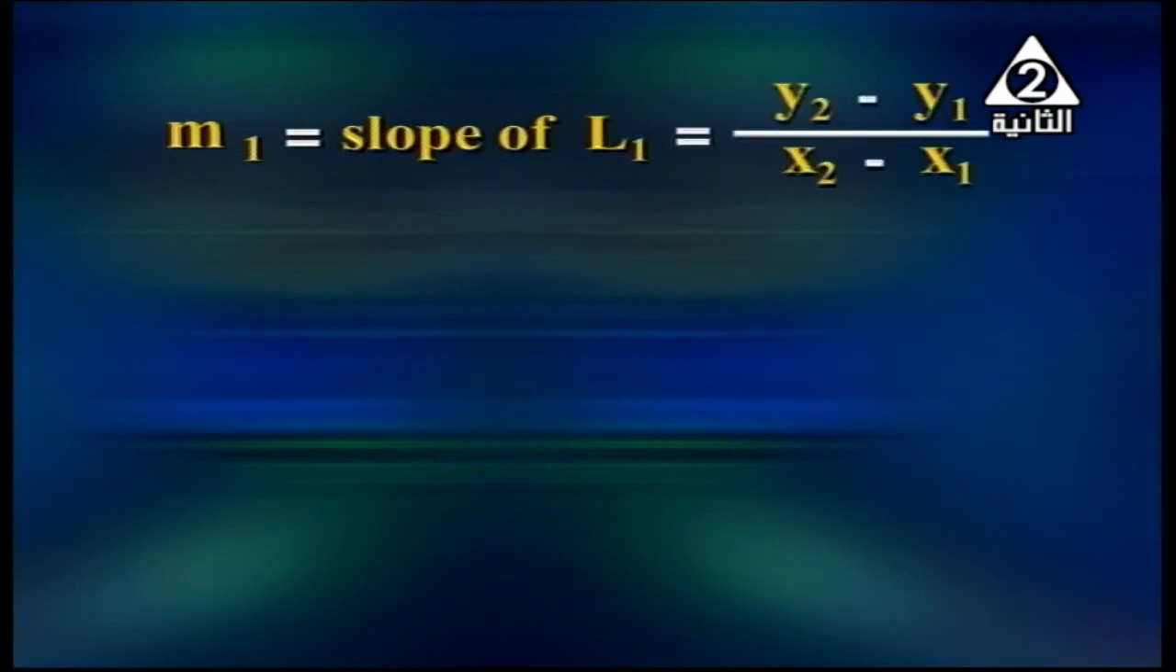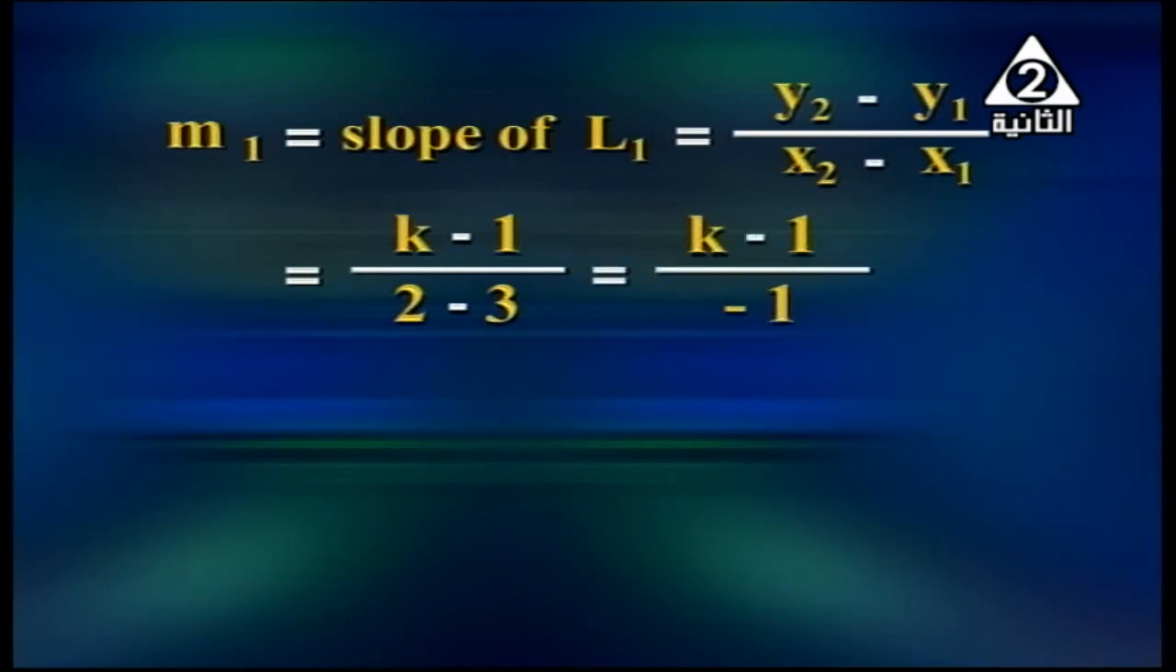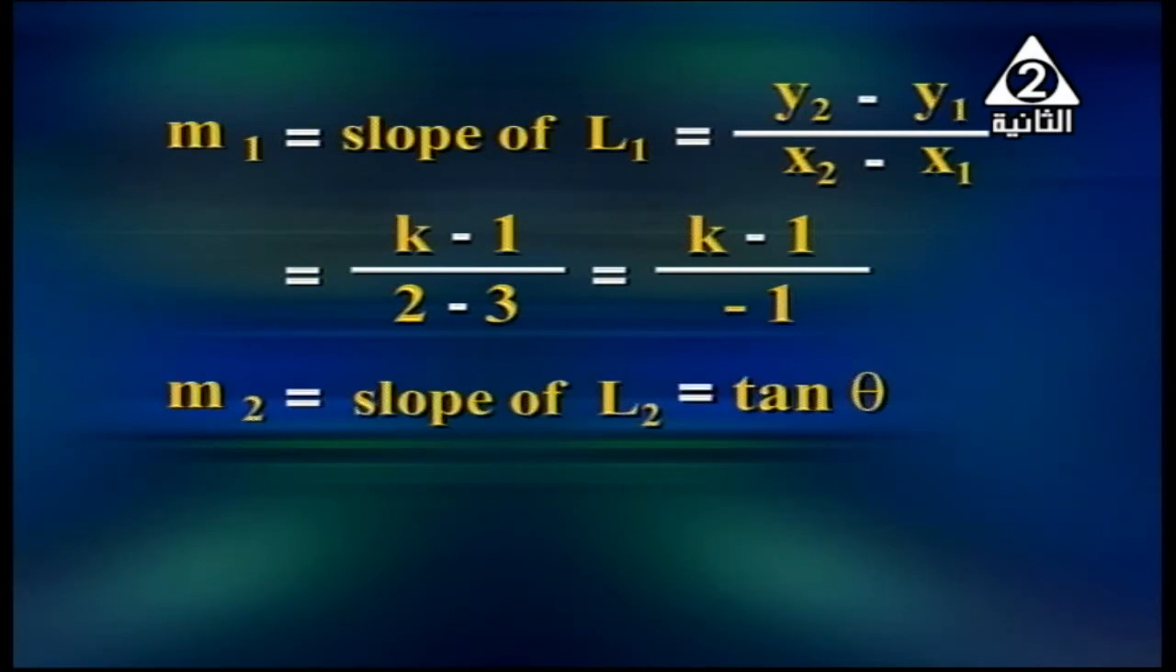So M1, which is the slope of L1, equals y2 minus y1 over x2 minus x1, which is equal to K minus 1 over 2 minus 3, to obtain a result as K minus 1 over -1. What about the slope of the other line? It is denoted by M2. So M2 equals the slope of L2, and we are going to find it from the rule tan theta. So it is tan 45 degrees, to obtain a result as 1.